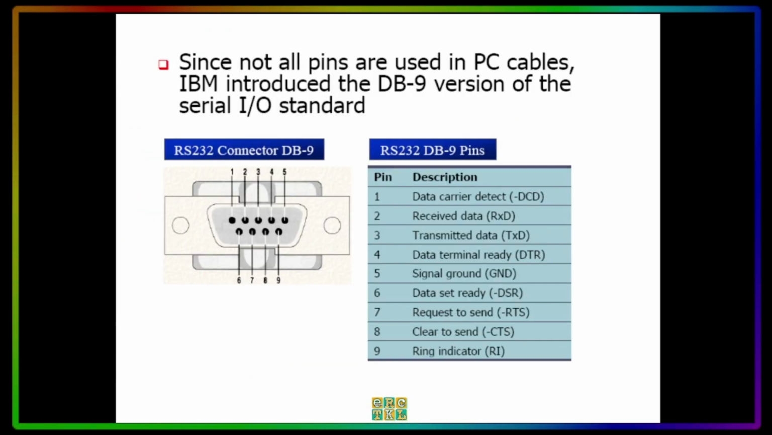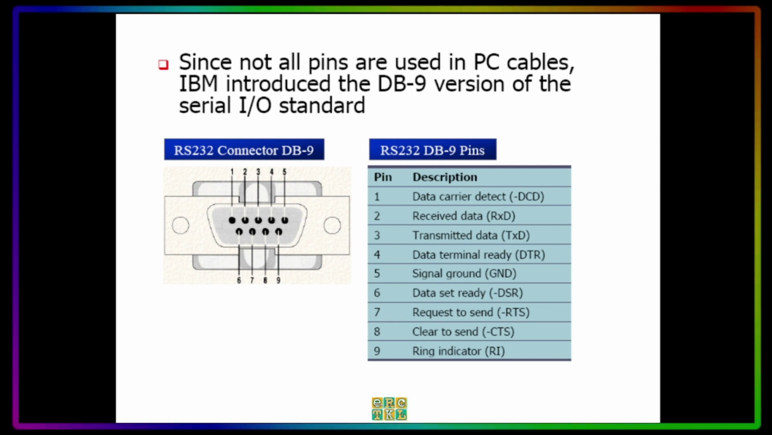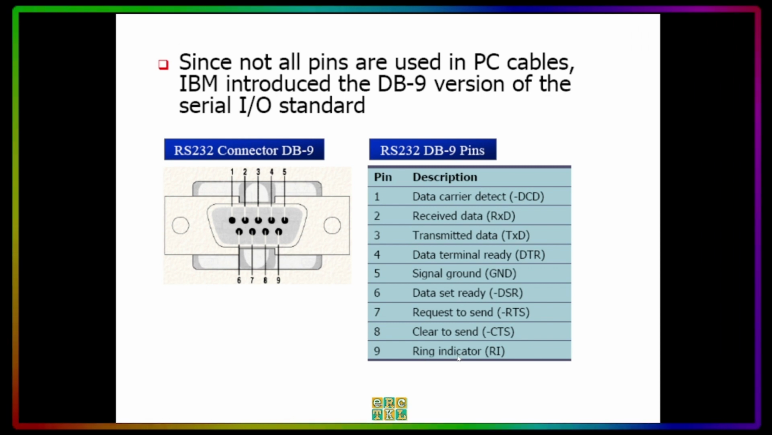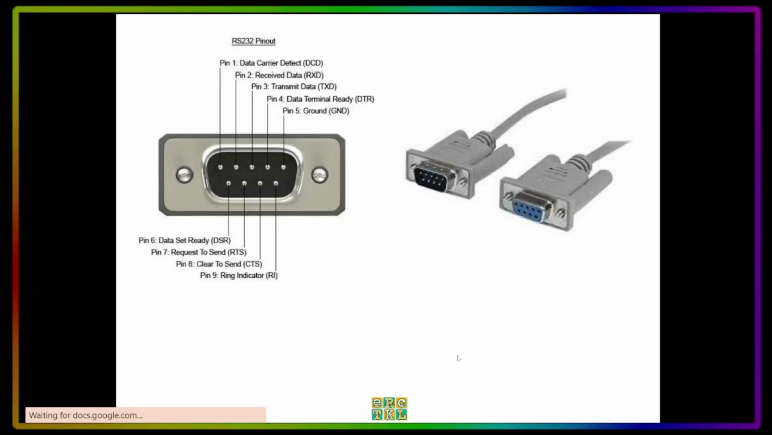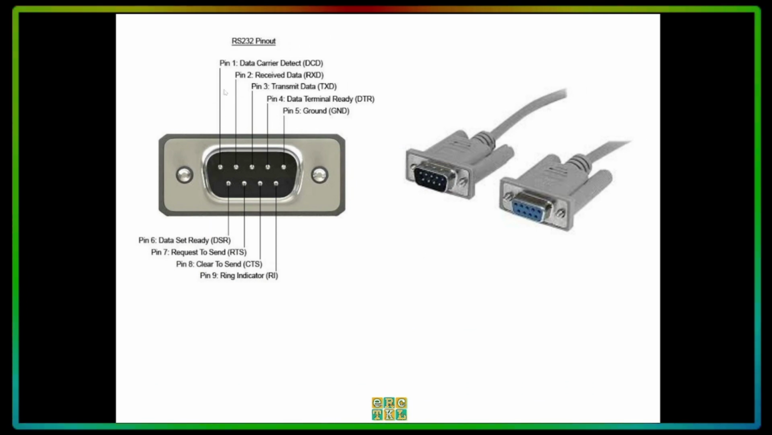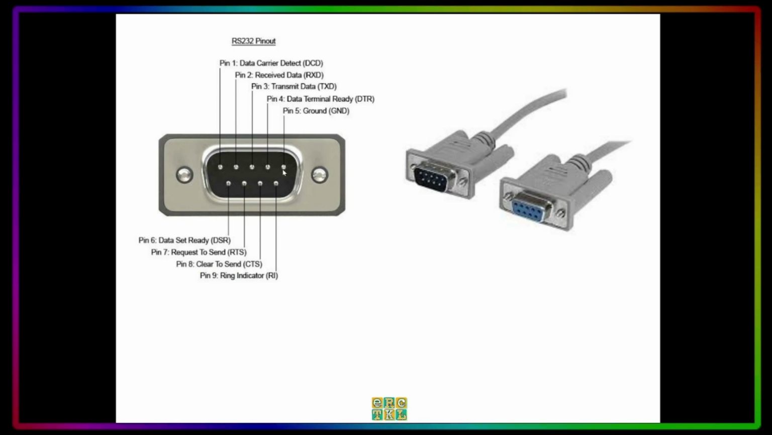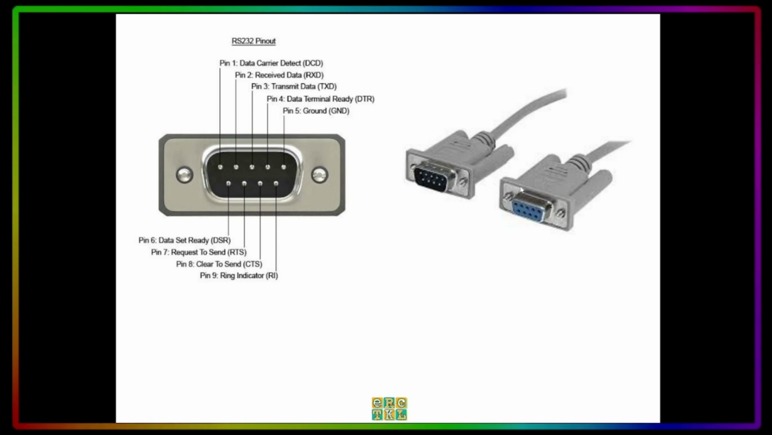And for DB9, the signal ground is on number 5. Number 6 is data set ready. Number 7 is request to send. Number 8 is clear to send. And number 9 is for the ring indicator or RI. Again, this is the pin out in a different view. You will see here that at the top we have 5 pins, and at the bottom the 4 pins. These are the male pins, and this is the female where we put these male pins.